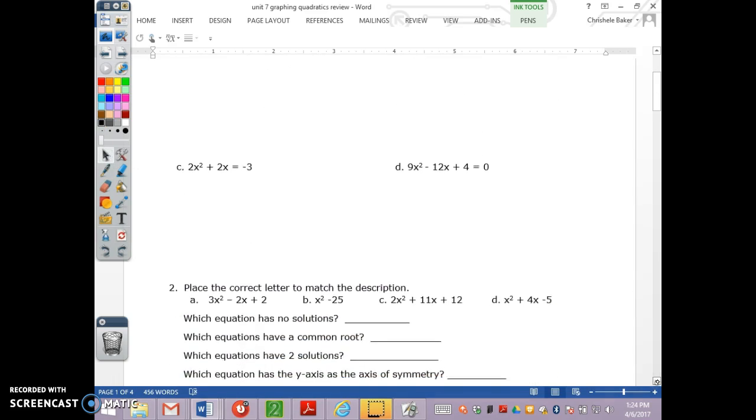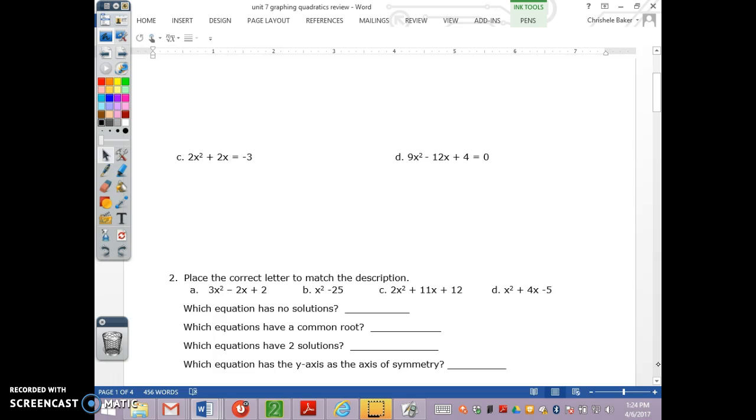Okay, on the next one, really I could do completing the square, however, it really doesn't matter. I just want to do quadratic formula. Remember, bring this 3 over to the other side. So my A, my B, and my C. X equals negative B plus or minus the square root of B squared minus 4AC all over 2A.